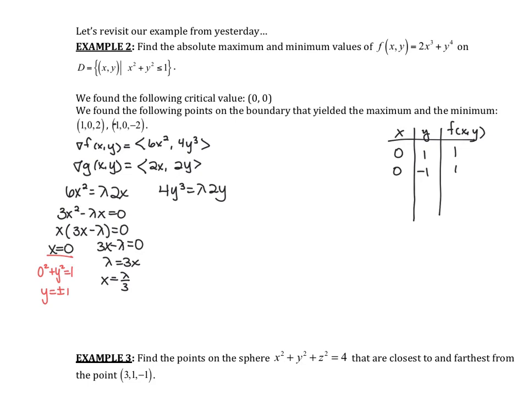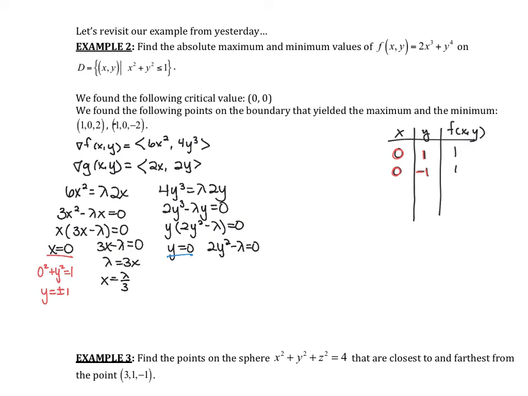Now, when I go back to my y equation and I solve this one, I'm going to get 2y cubed minus lambda y equals 0. Factor out a y just like we did before. We're going to get 2y squared minus lambda equals 0. So y equals 0 and 2y squared minus lambda equals 0.